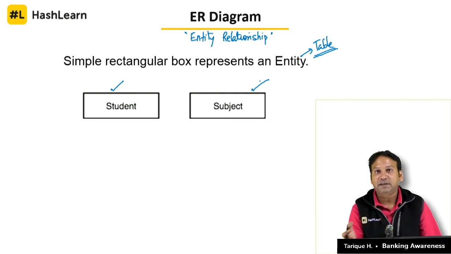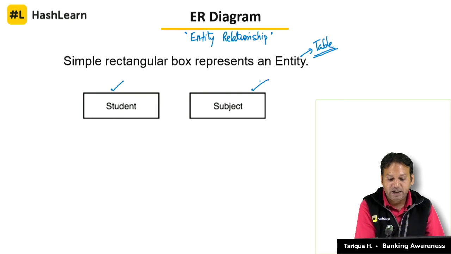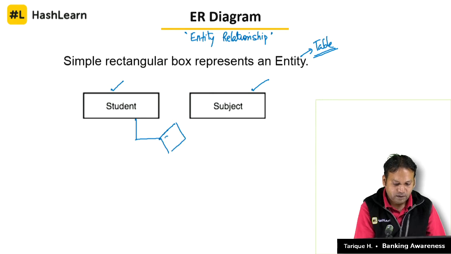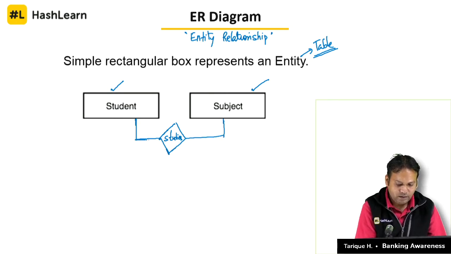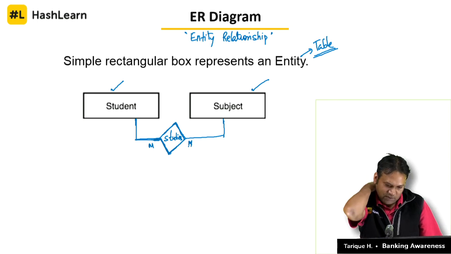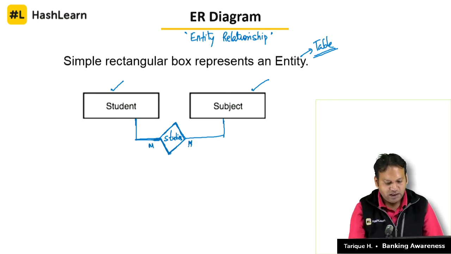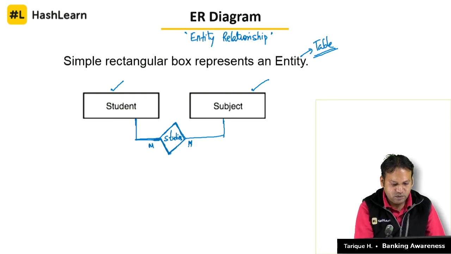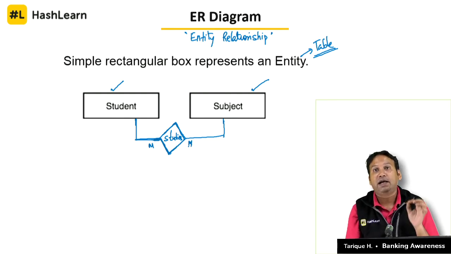Student is studying a subject. That's the relationship between which two things? The entity student and the entity subject. The student studies, okay, so this is the relationship, and what he studies? A subject. Clear? It will be a many to many relationship, because many students can study many subjects, and many subjects can be studied by one student or many students. So a student studies a subject. So a simple rectangular box in the ER diagram represents a table, an entity.